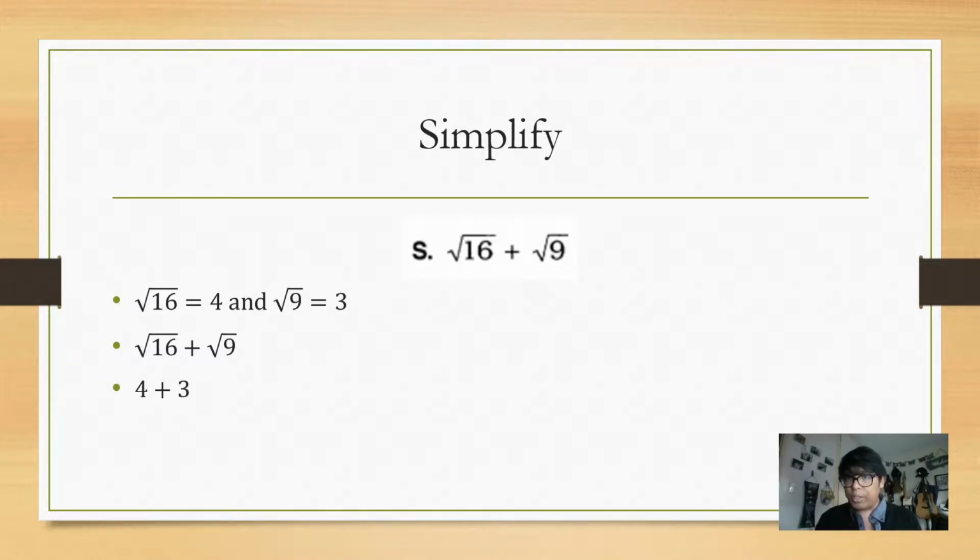Square root of 16 is the same thing as 4. Square root of 9 is the same thing as 3. And then 4 plus 3 is 7. Easy.